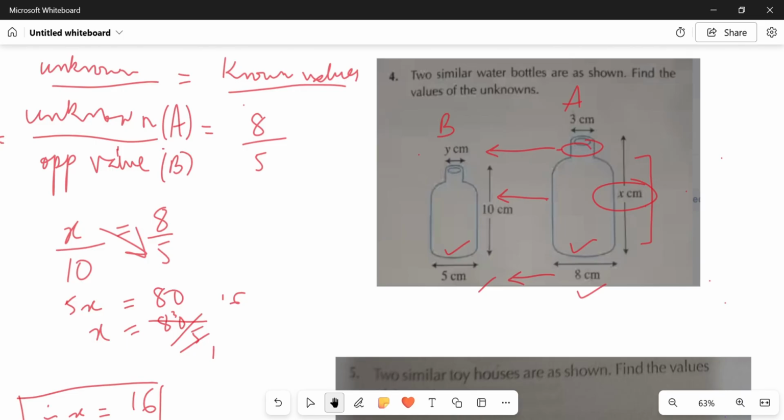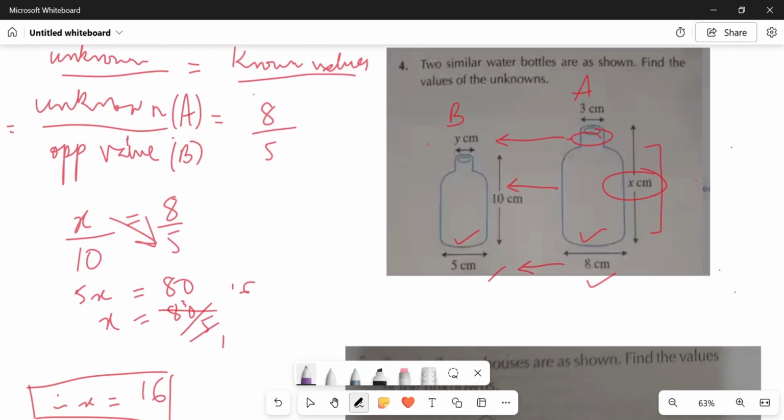For the y value, the smaller bottle value will come first. So here it's y over 5 centimeter. Now what is the opposite value in the other figure, figure A? It is 3 centimeter. So the opposite value here is 3 centimeter. Like I mentioned x over 10 before, here the y value is y over 3 centimeter. One unknown part will come here, equals to known values.